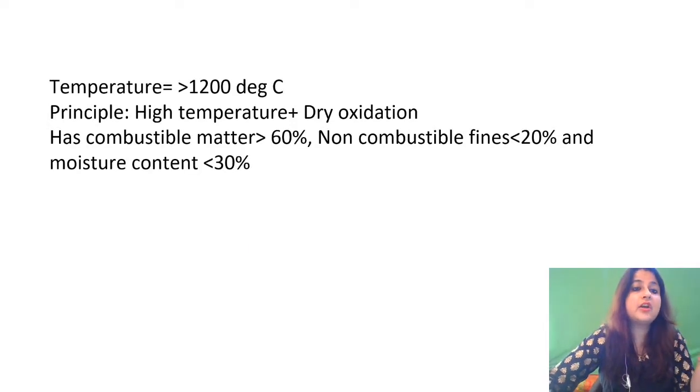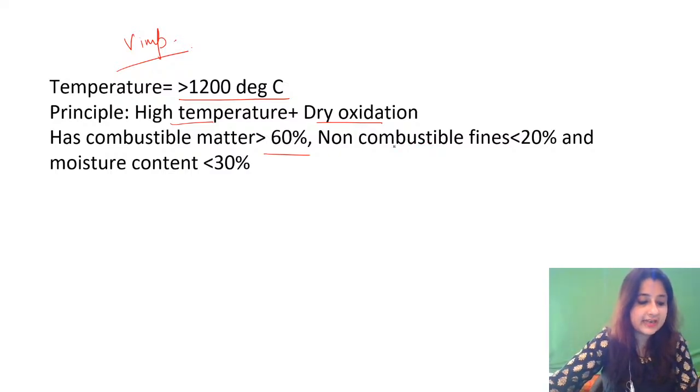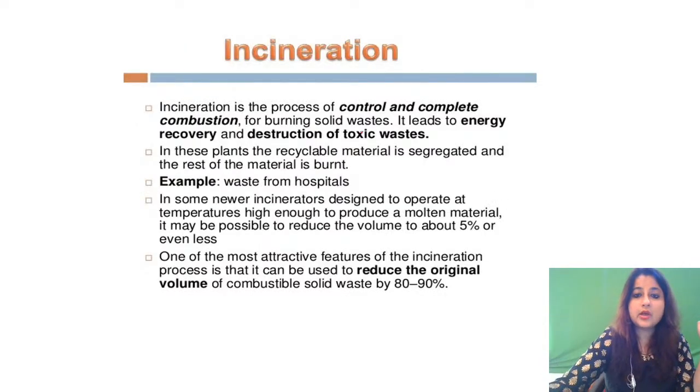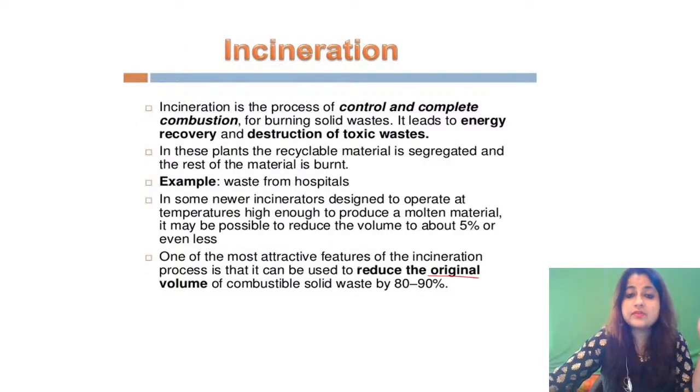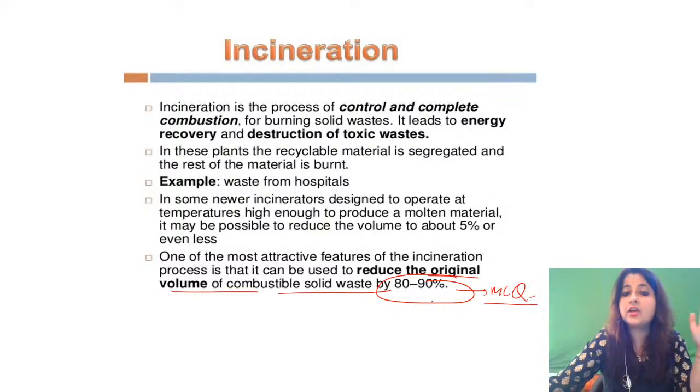Some of the points for incineration: temperature of more than 1200 degrees. See, this is a very important MCQ. Principle is it works under the high temperature dry oxidation method. It has combustible matter more than 60%. Non-combustible fumes are less than 20%. Moisture content is less than 39%. Okay, so these are some of the points. And it is going to reduce the original volume of combustible solid waste by 80 to 90%. This also comes as your MCQ.